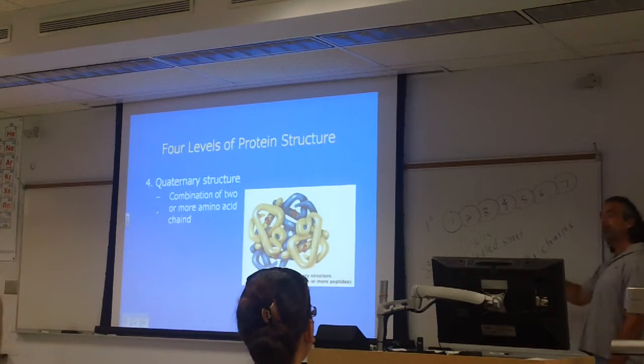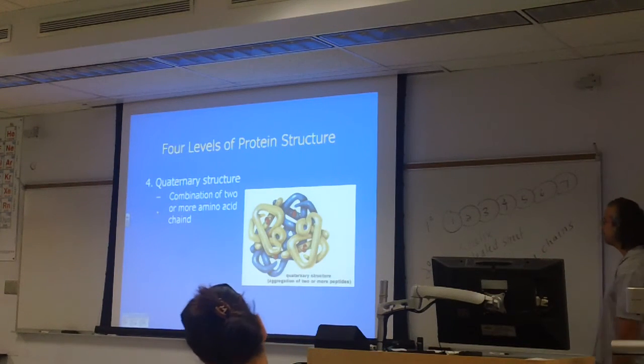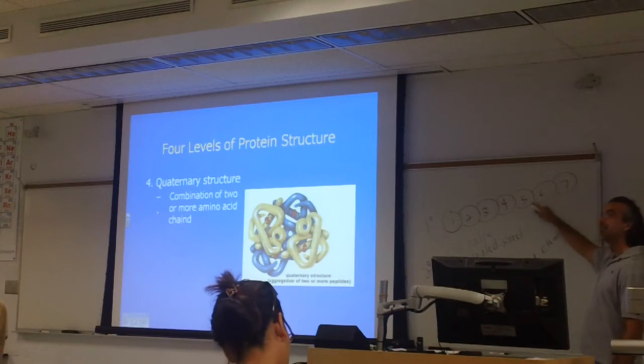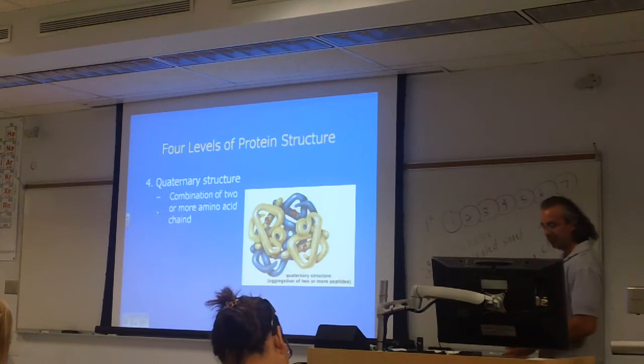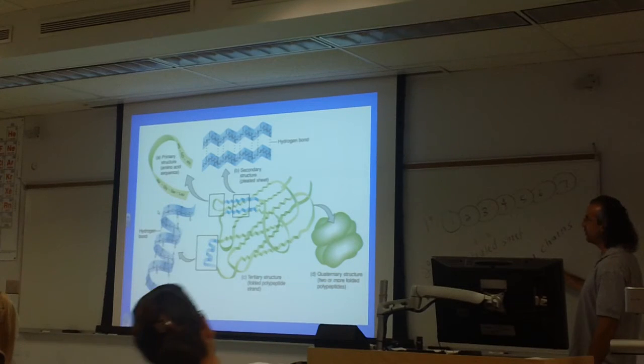So that'll definitely be a test question too. I'll ask you, what's the primary structure? What's the quaternary structure look like? Things like that. 1 is a chain, 2 is the alpha helix or the pleated sheet, 3 is a coiling, 4 is 2 or more chains put together.